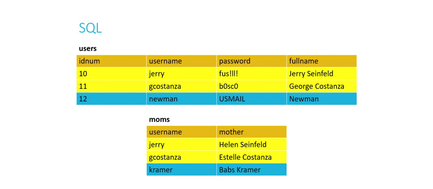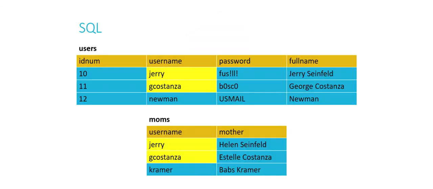Newman does not appear in both tables, so I'm not going to even come close to extracting that piece of information. Kramer does not appear in both tables, so that one's out too. But Jerry and G. Costanza both appear in both tables, and so that is sort of the overlap point. You can think about this as if we have our users table, which is one circle over here, and our moms table, which is one circle over here. When we're joining, it's sort of like a Venn diagram: we're trying to figure out what those two tables have in common and using that as our anchor point for the joined tables.